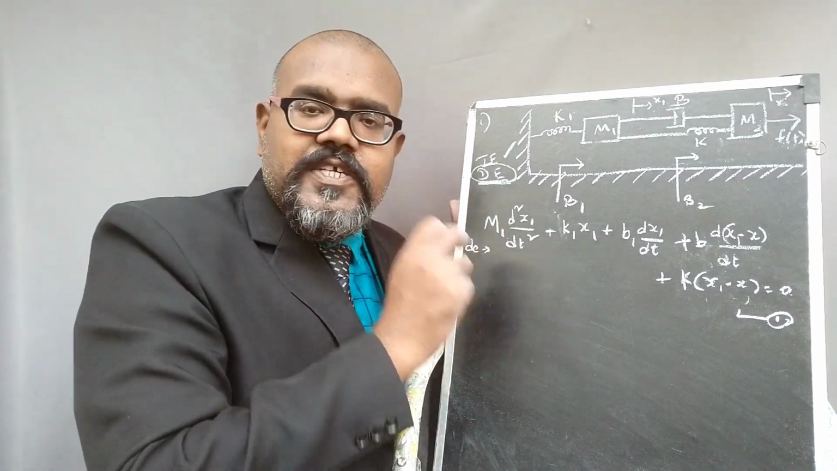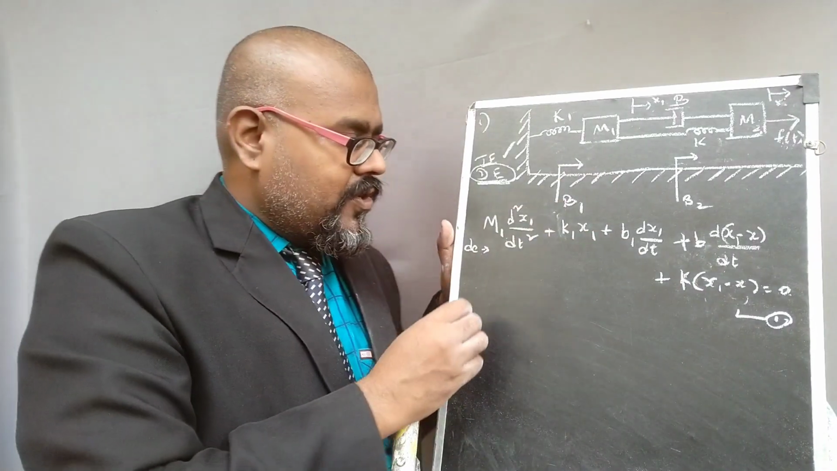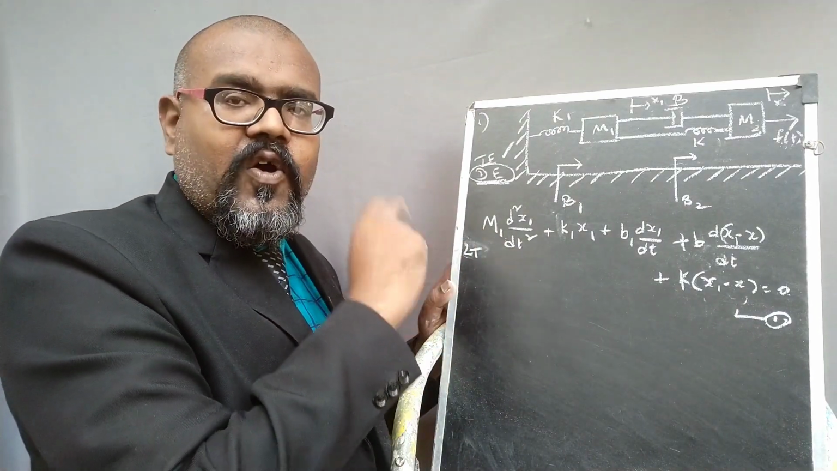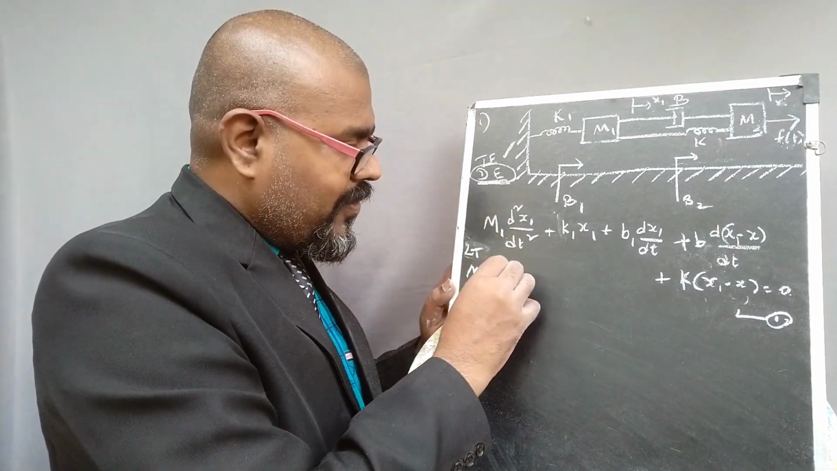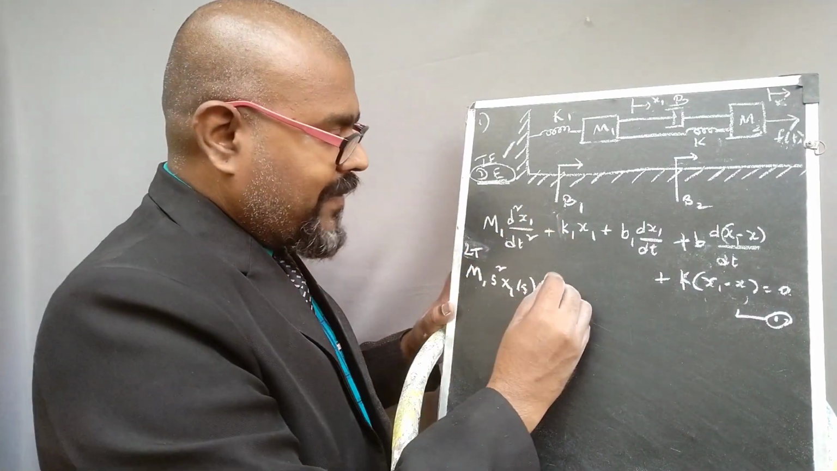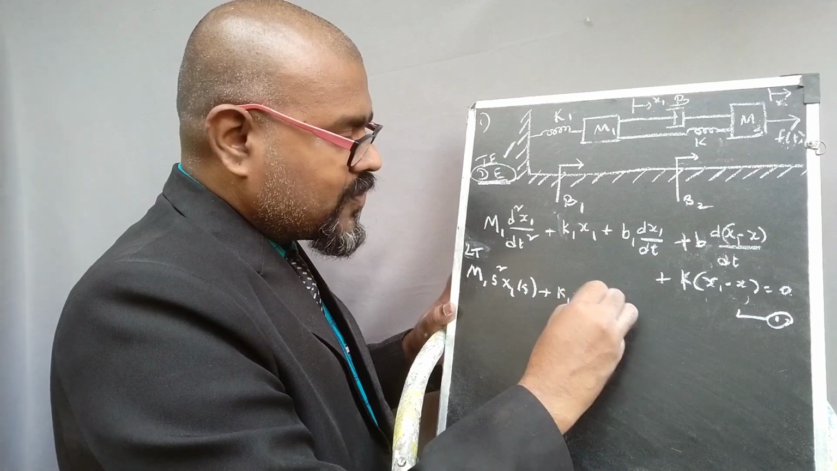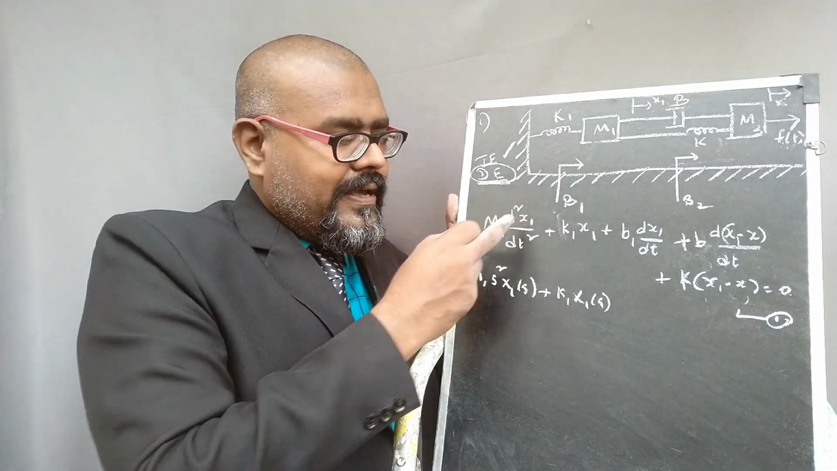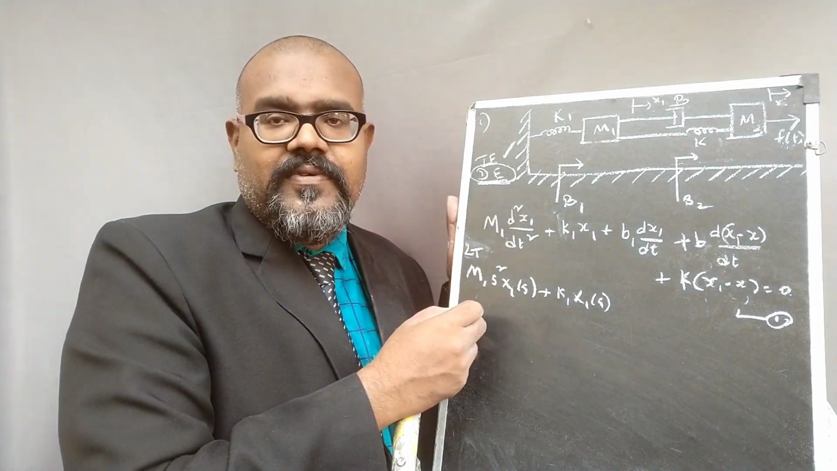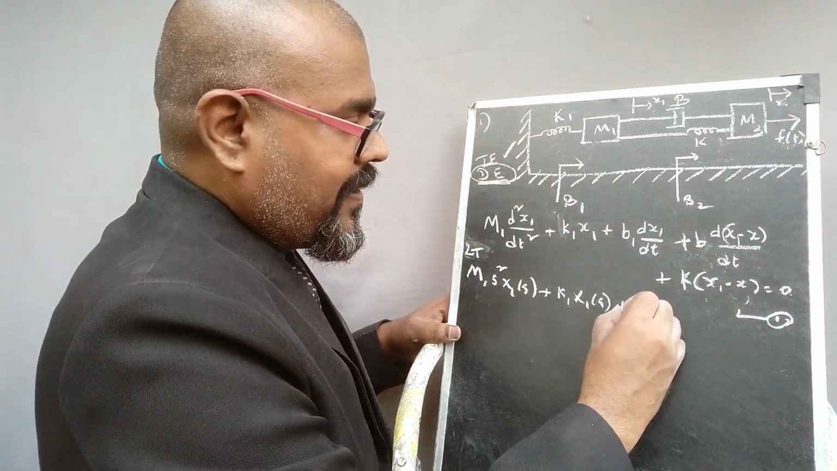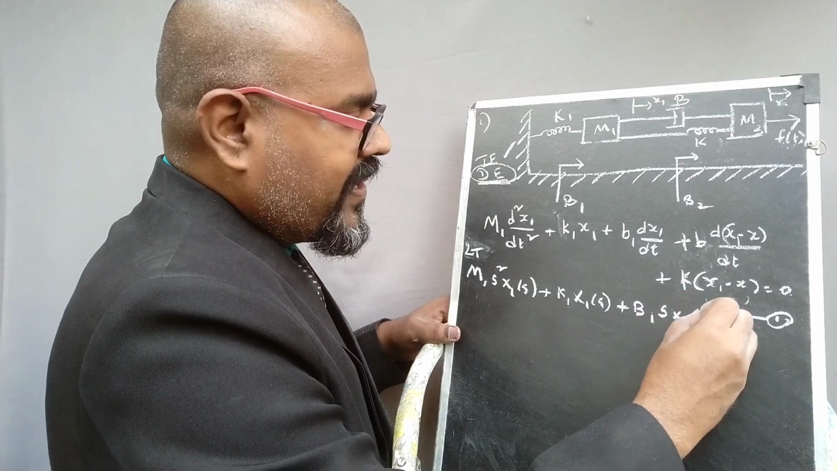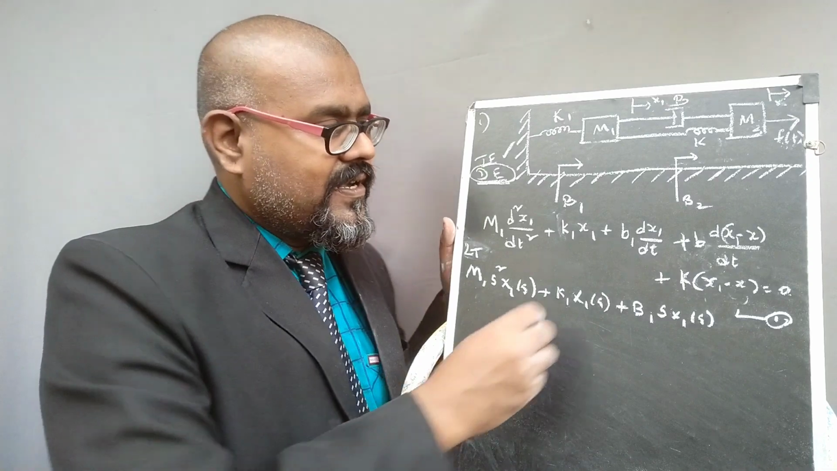So we are in the situation to find the Laplace transform of every element. We already know how to do the conversion. M1 into S square into X1 of S, I already told you in the statics itself. Then K1 into X1 of S. That is, for the mass double derivative, we put S square here, and X of t is converted into X of S. Then plus B1 into S into X1 of S, because a single derivative gives S times X1 of S.